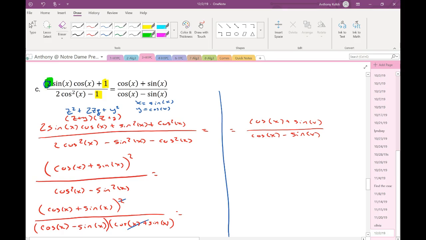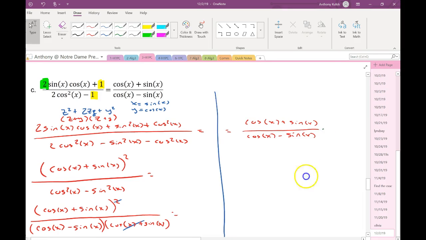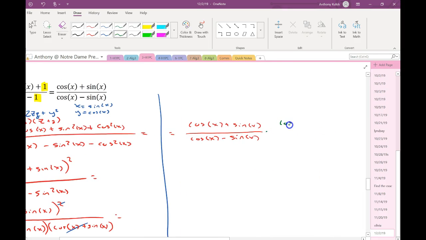So remember how we talked about this coefficient of 2 here on the sine x, cosine x being likely the result of some kind of factoring or foiling? That's what I'm going to take advantage of here. And I'm going to just multiply the top and bottom by cosine x plus sine x.